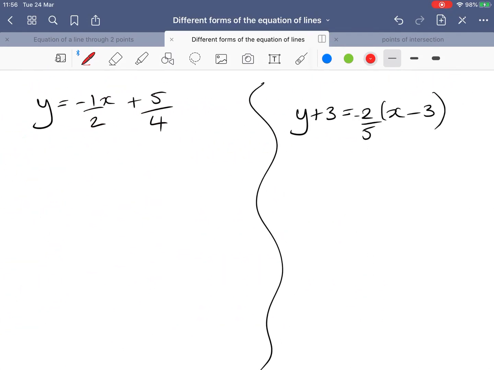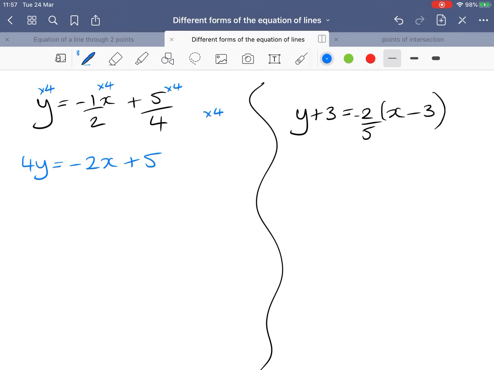Okay. Now, when fractions are involved, obviously it can get a little bit more tricky, but the general rule is you've got to get rid of the fraction. So in this case, I would multiply through by 4, because that will get rid of the denominators. Remember, when you're multiplying through by a number, you've got to multiply every term by that number. So we end up with 4y equals minus a half times 4, which is minus 2, so you end up with minus 2x plus 5.